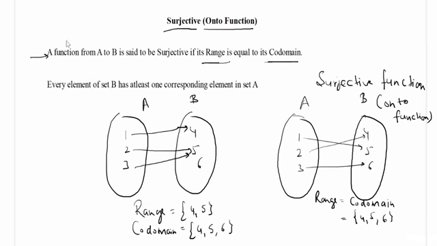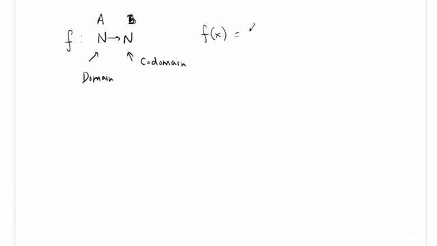For example, if I say that there is a function f from N to N, where N is the set of natural numbers, you can call this set A and this set B. So there is a function from the set of natural numbers to the set of natural numbers. This will be your domain, and this will be the codomain, and it is such that f(x) = x.